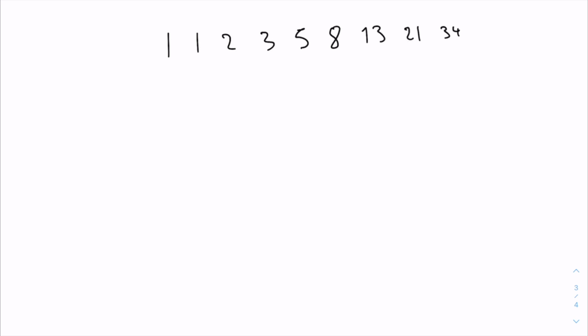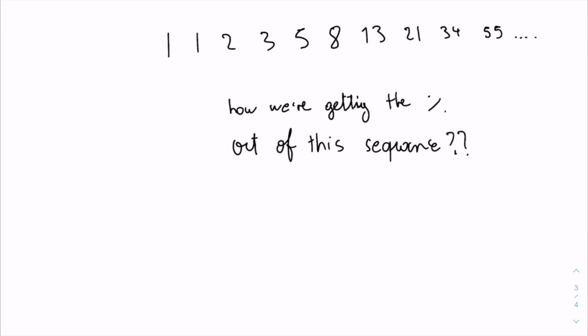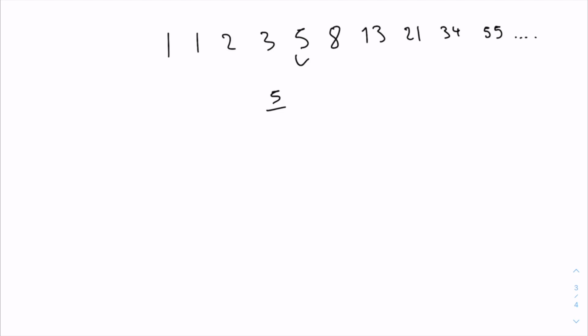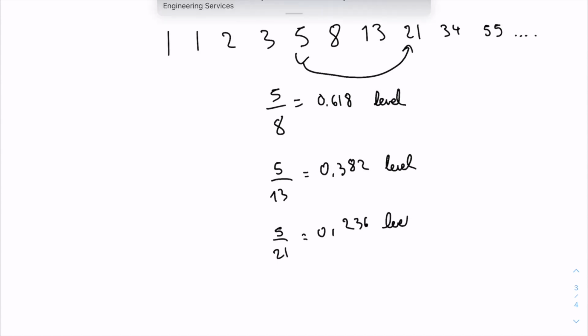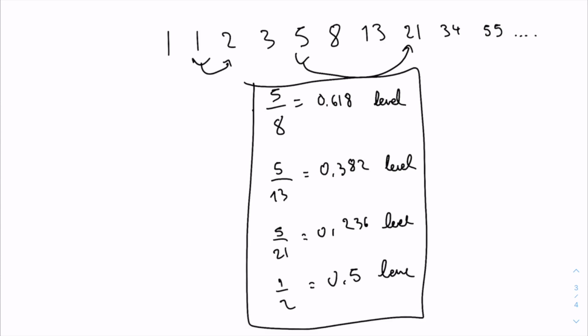But now you're going to ask how this sequence is going to help us in the Fibonacci retracement, or how we get the percentages. If you take a number, for example 5, and divide by the one next to it, you'll get the 0.618 level. If you take a number and divide by the second number next to it, you'll get the 0.38 level. And if you divide by the third number next to it, you'll get the 0.23 level. And again, 1 divided by 2 will give you 0.5.